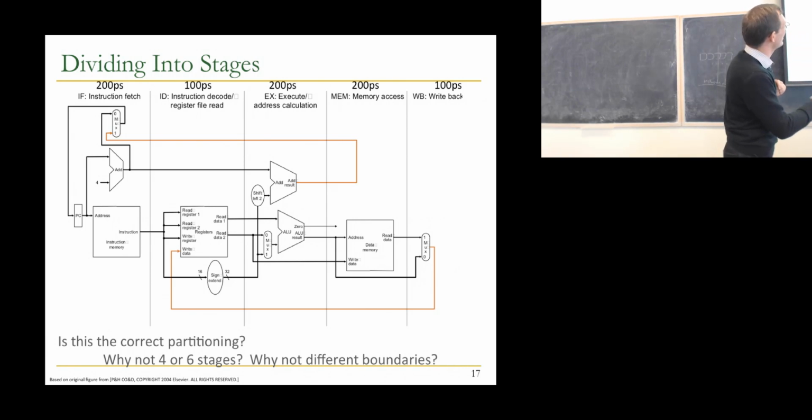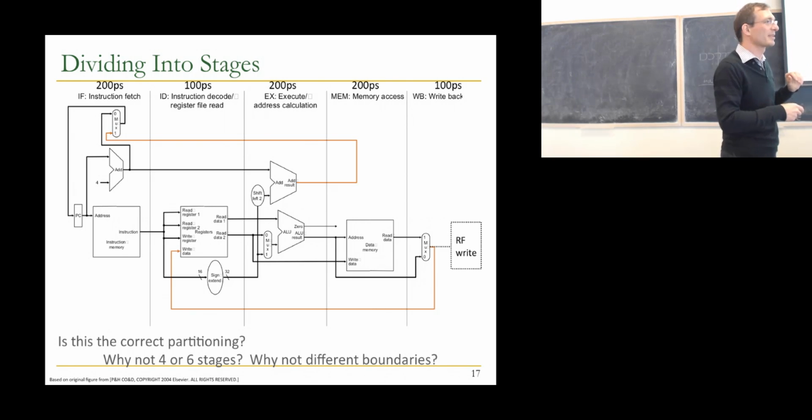So there are a lot of trade-offs associated with how many stages actually do you put. Why not have 4 stages or 6 stages? Why not have different boundaries? And the goal here is, again, maximize throughput and minimize the critical path. But let's assume this design for now.